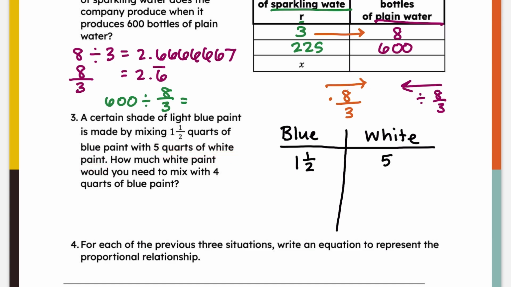The question we're asking is how much white paint would I need to mix with 4 quarts of blue? So I have 4 quarts of blue. That means that there is going to be a 4 here. I just need to figure out what is going to be across from that. And the information that I need to find that out is back here. How does a 1.5 change to a 5? Once again, I don't know. So I'm going to work backwards and divide. In my calculator, I'm typing in 5 divided by 1.5.